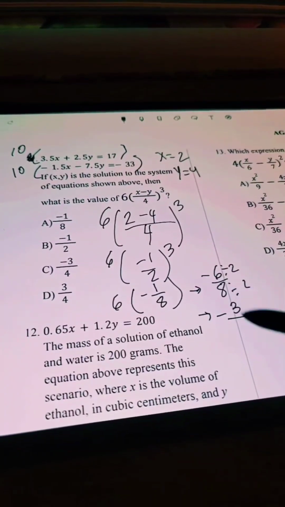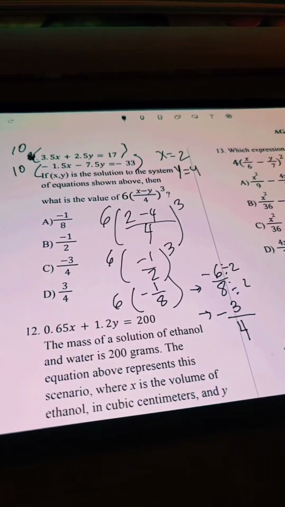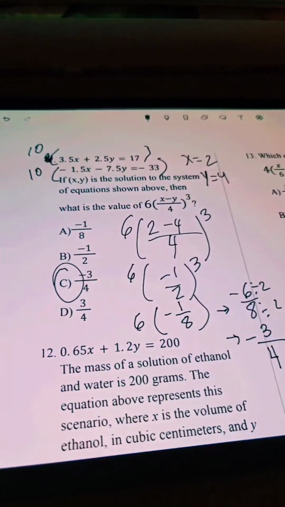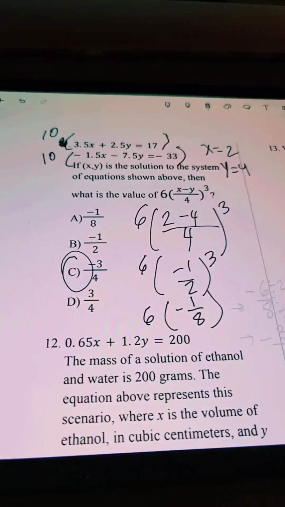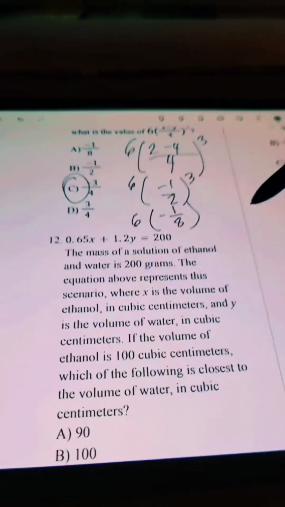And then, so let's divide by 2 and we get negative 3/4, so that's going to be C. Okay, let me just erase that so it doesn't get messy for the next problem.